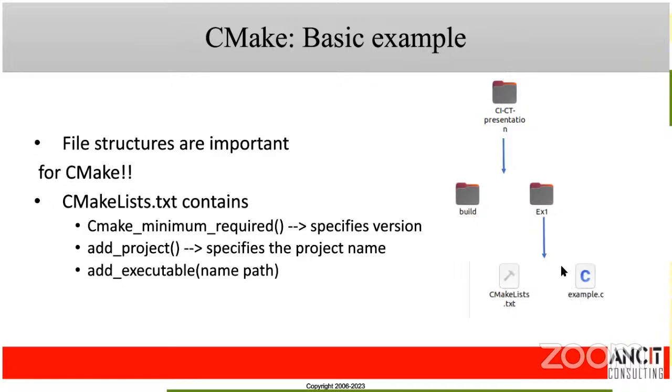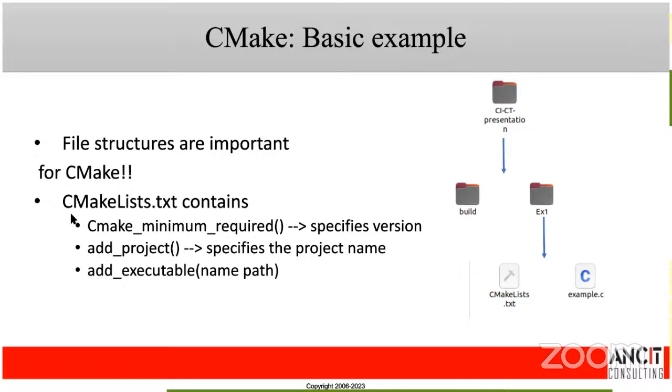So this is a very simple project, but as your project grows and as you have more .c files, at every layer you require a CMake file. I mean, it's not that you require it, but it improves the efficiency with which CMake compiles your project.